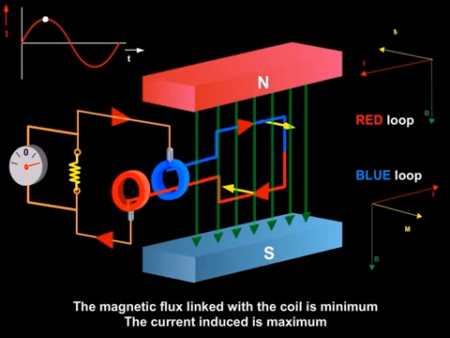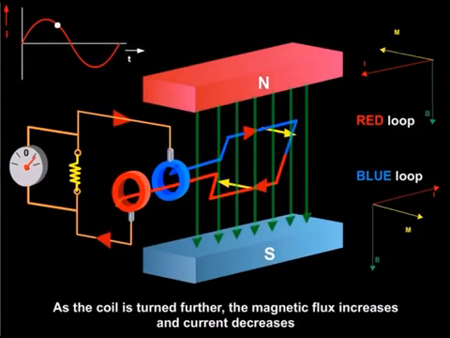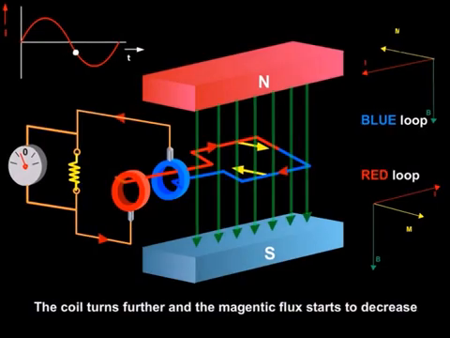As the coil turns further, the rate of change of magnetic field lines passing through the surface decreases and the induced current decreases. When the plane of the coil becomes perpendicular to the magnetic field again, the induced current in the coil again becomes zero.